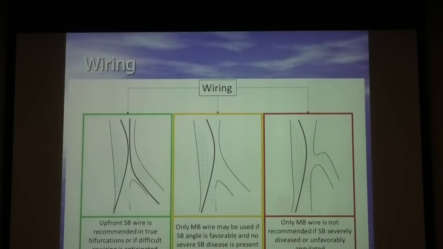So these are the wiring issues of the left main, particularly bifurcation. You can treat main branch only when the side branch has favorable angle and free of significant disease. Once you have severe disease or unfavorable angulation or difficult wiring, you should wire both the main branch and the side branch.